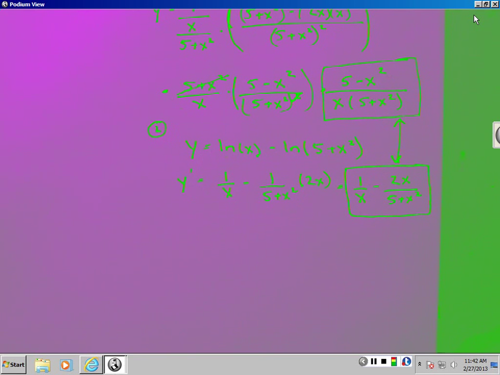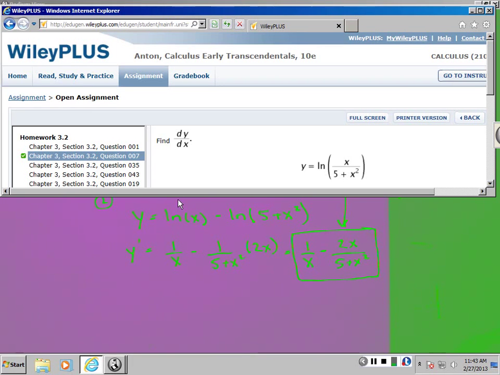Wiley will accept both answers on that. So that's what I'm saying: there's more than one approach to these problems. Sometimes if you're creative in the beginning, it saves you a little bit of work and potential algebraic errors. So let's go back to Wiley and see what our next question is.